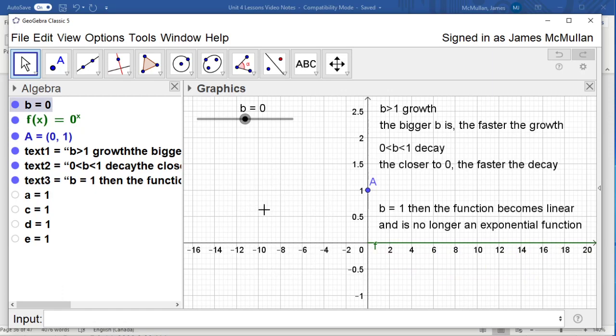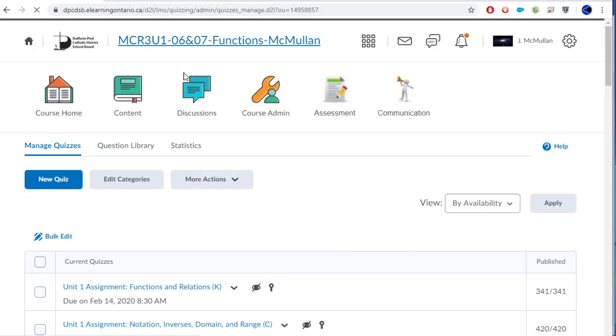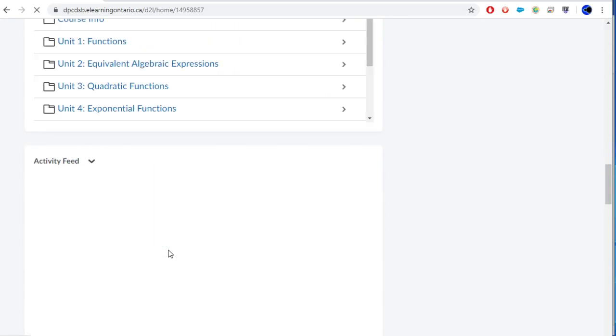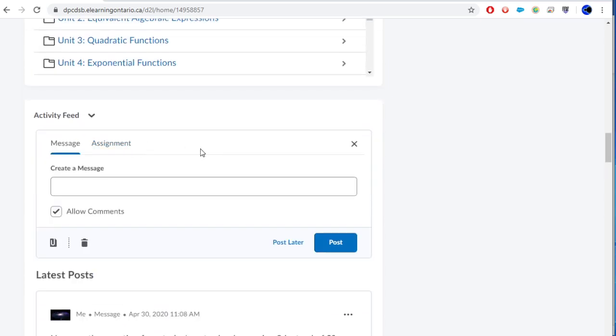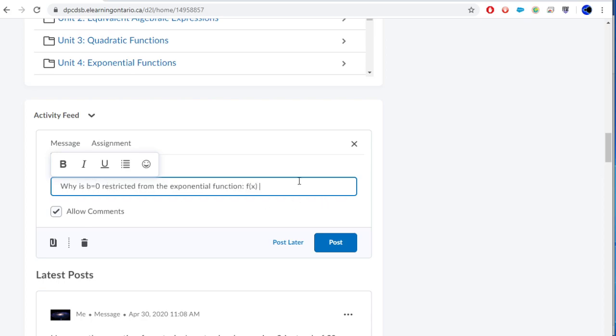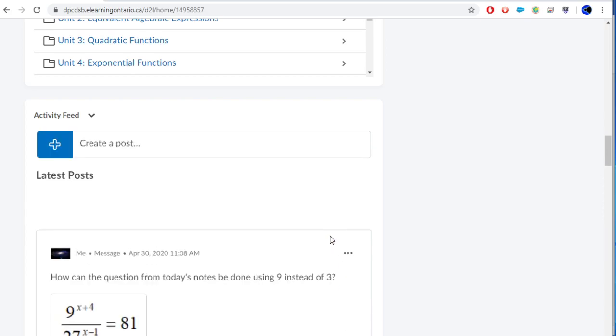And I might leave that open to you. I'm going to post that question to the website, actually. Why don't we just do that right now? We'll go down here to the activity feed. Why is b equals 0 restricted from the exponential function f of x equals b to the x?